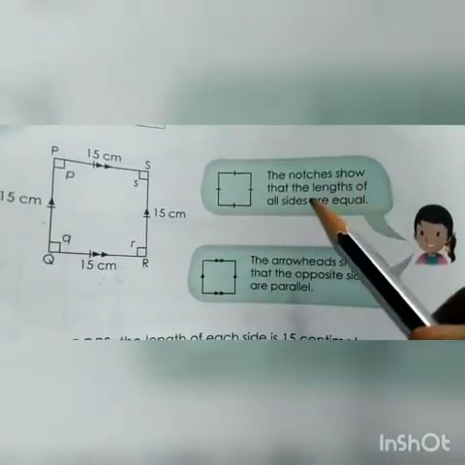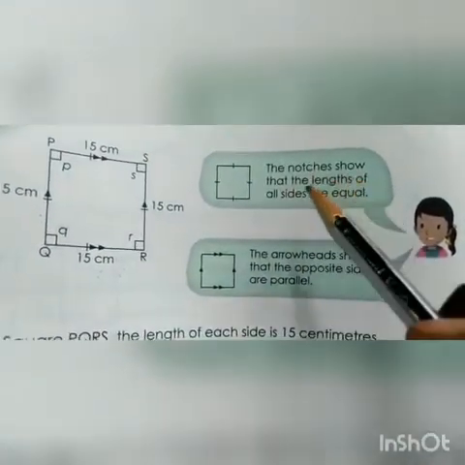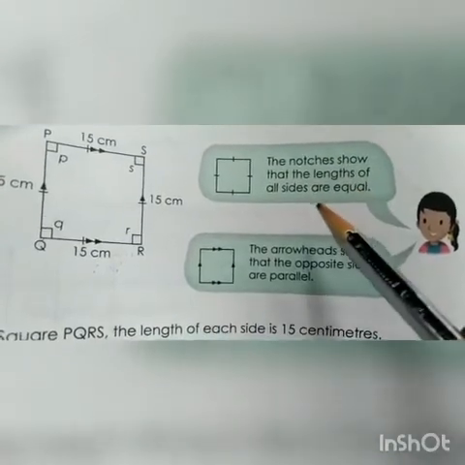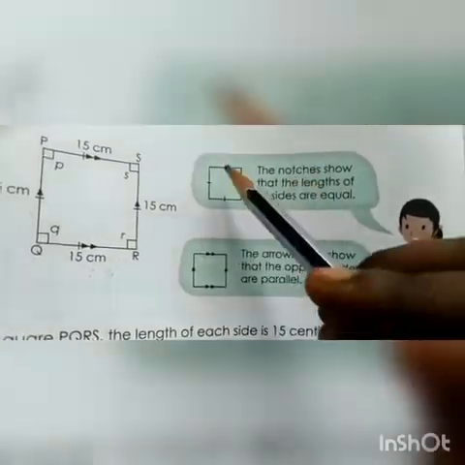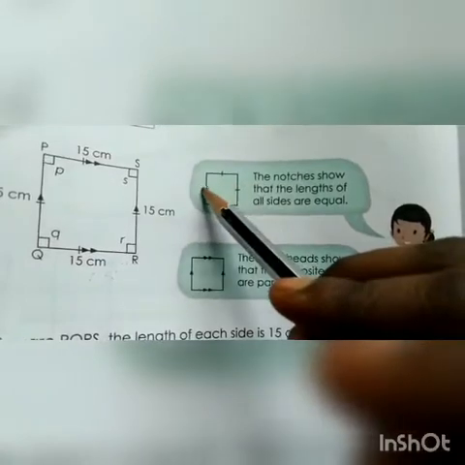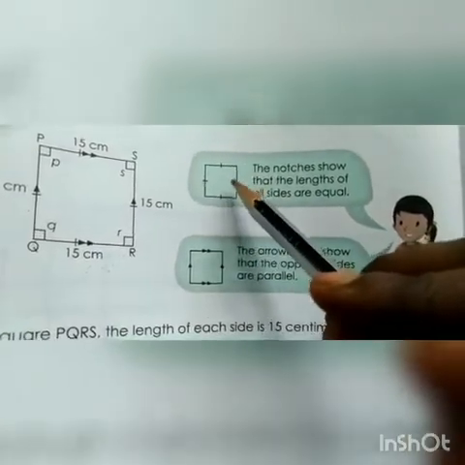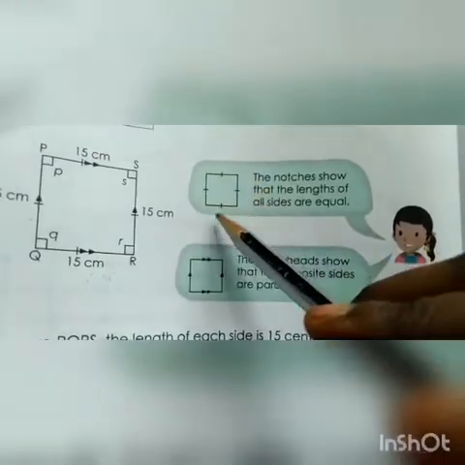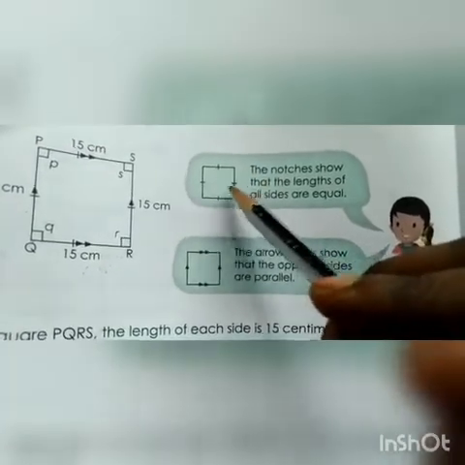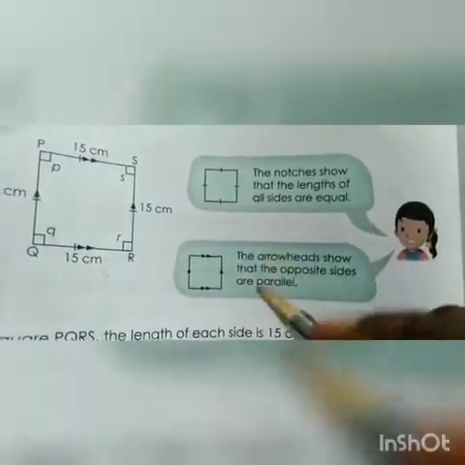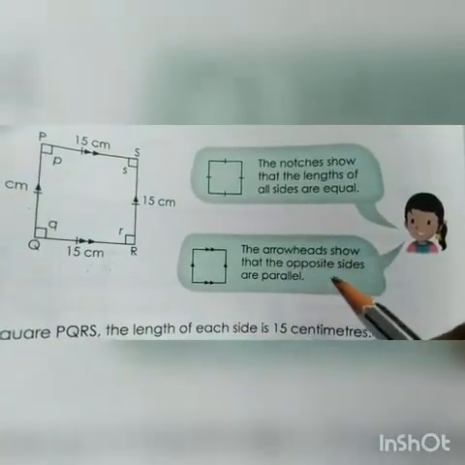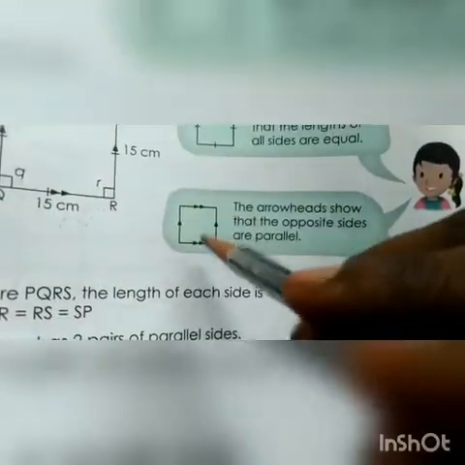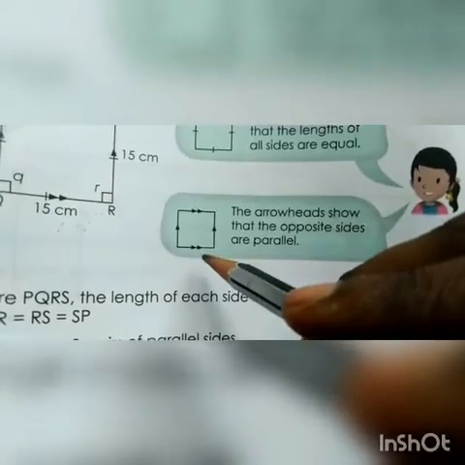Here, the notches show that the length of all sides are equal. What is called notches? Notches means the lines which are drawn over the square. See, small lines drawn. So this is called notches. And the arrowheads show that the opposite sides are parallel. These are the arrowheads which show the opposite sides are parallel.